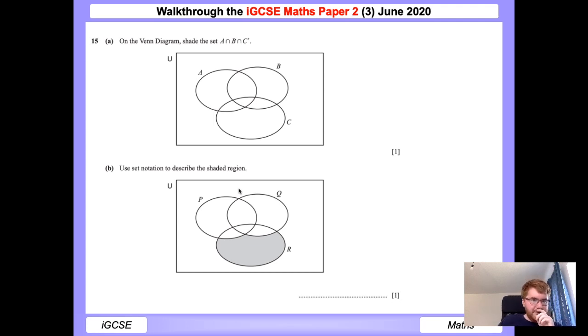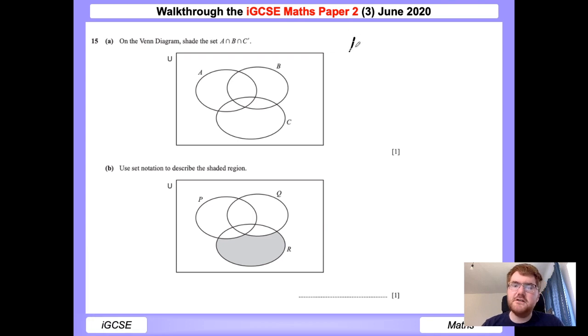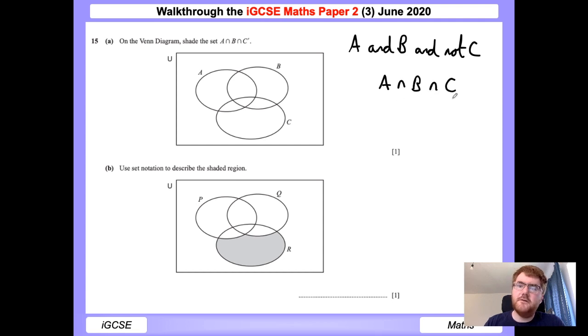Right, so on the Venn diagram, we need to shade the set in A and B and not C. So before I even start, I would write this out in normal notation. So A and B and not C. Another way of thinking about this is the intersection of A and B and not C. Well, let's imagine we had the intersection of all of them, the intersection of A and B and C. Well, that would be the middle part there. So that would be the middle part.